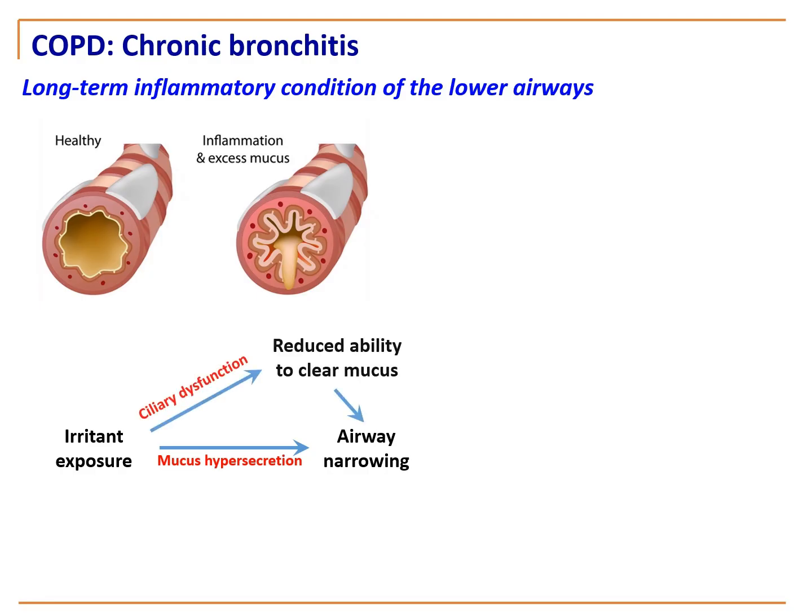So as well as that chronic inflammation leading to hypersecretion, that irritant exposure causes ciliary dysfunction. So the cilia, which normally take away the mucus and all the nasty particulates that are present in it, no longer work as well. So we can't clear the mucus that is being hypersecreted, leading to even more airway narrowing.